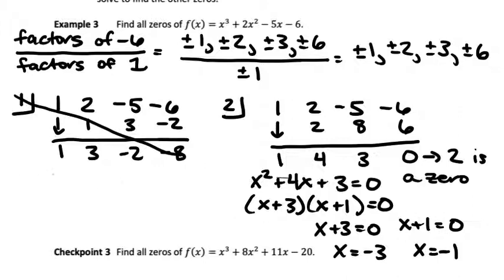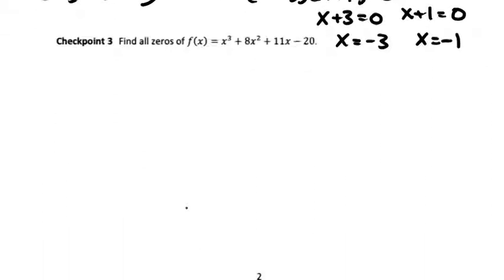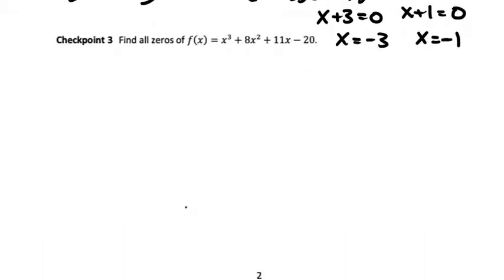So I have 3 answers here altogether. The 2 that I found originally from my synthetic division, and these 2 answers, -3 and -1. So I would put all of those in the squiggly bracket. Those are my 3 solutions. So next you should look at checkpoint problem number 3. Do this in your notes, check your answer, and then move on with the video.